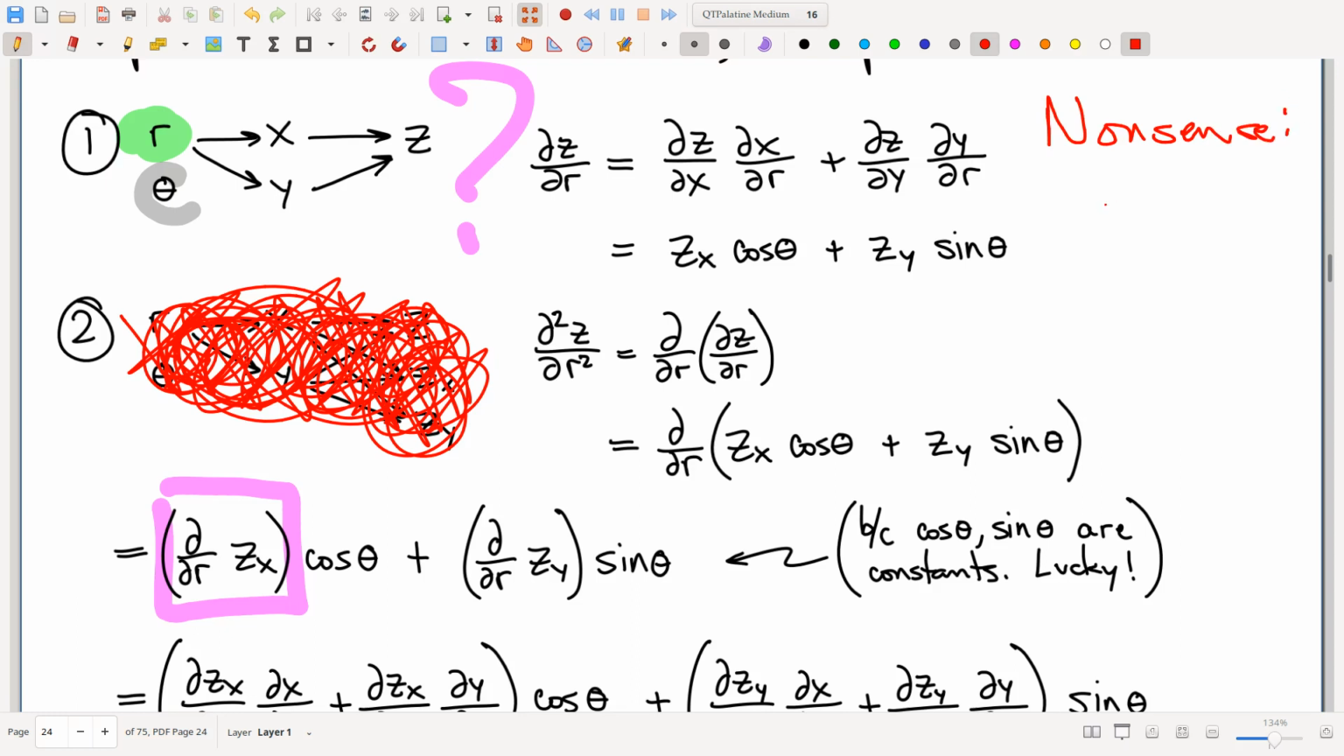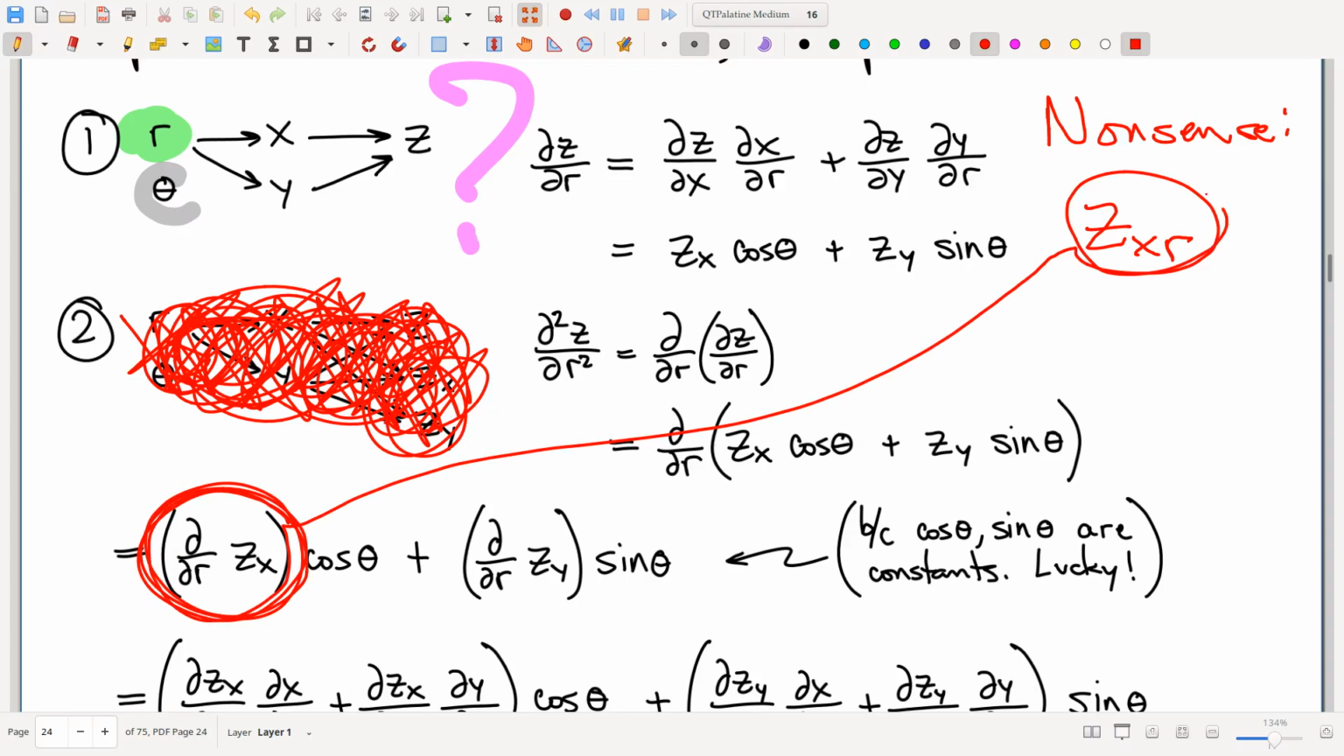It looks like I'm taking a partial of Z with respect to X and then with respect to R. You can see the temptation, right, that this feels like that. Everybody see the allure of writing that? Well, here's why that's nonsense.